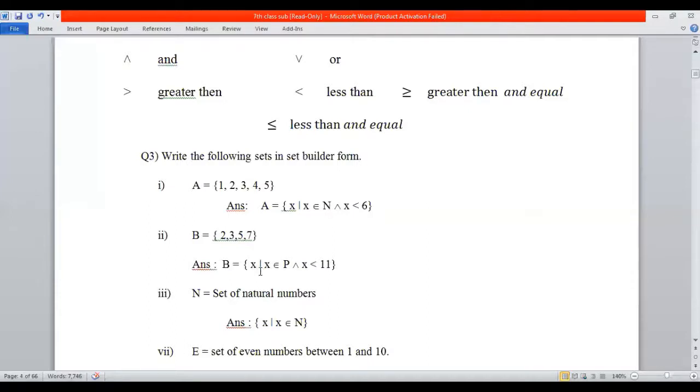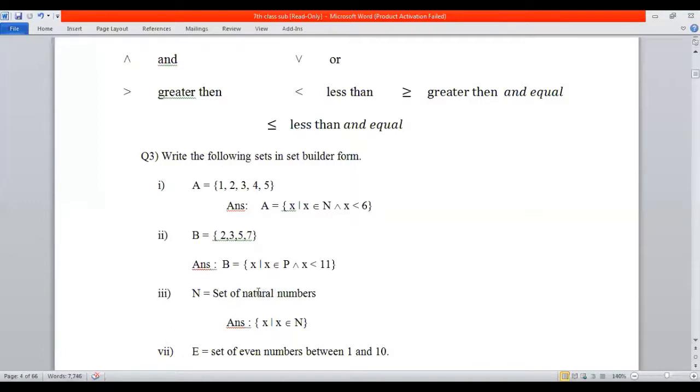You can write it as x such that x belongs to prime numbers and x is greater than or equal to 2 and less than or equal to 7. So when you have the greater than or equal sign present, it means that the given number is also present in the given set. Now come to the third part.